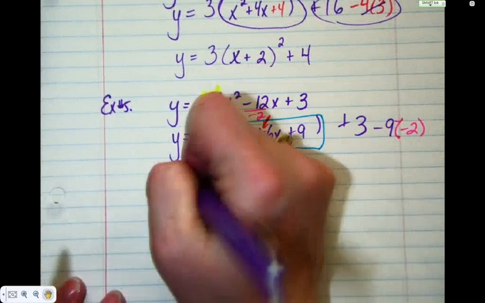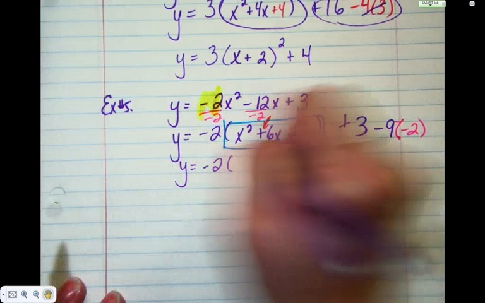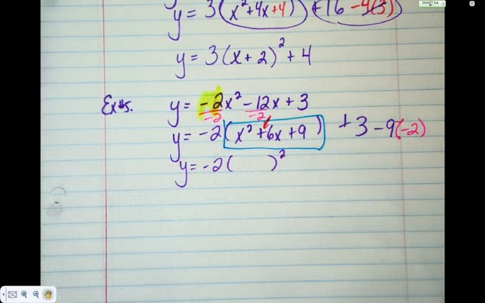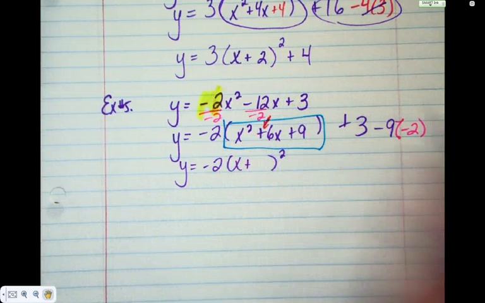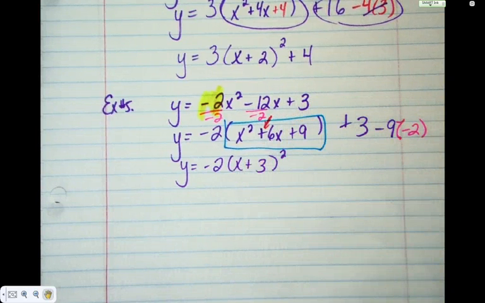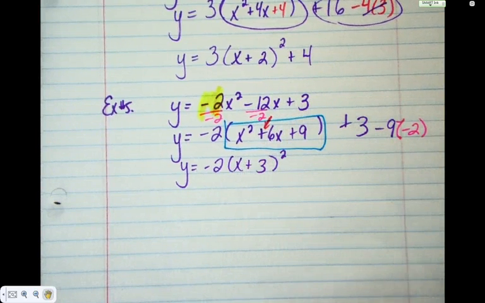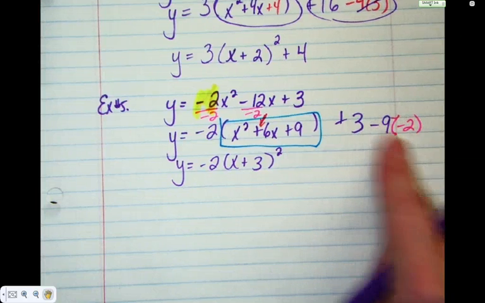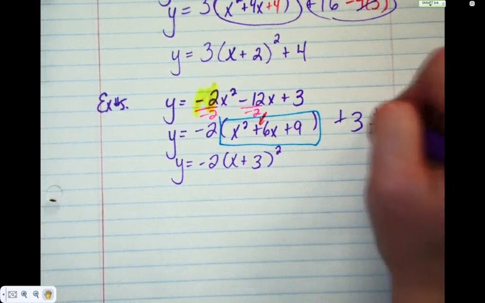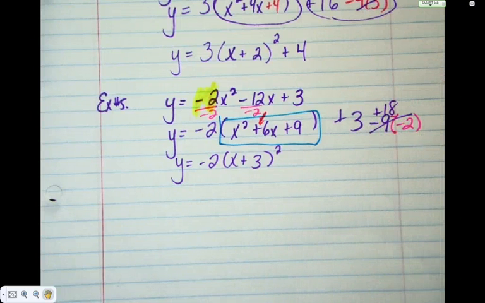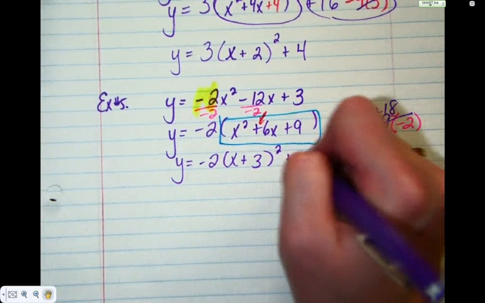The negative 2 just hangs out in front, stays there, doesn't go anywhere. We have to factor it down into a binomial squared. X plus 3. And then we just combine the constants. So first I'm going to do that multiplication, negative 9 times negative 2, positive 18, plus 3 plus 18, plus 21.